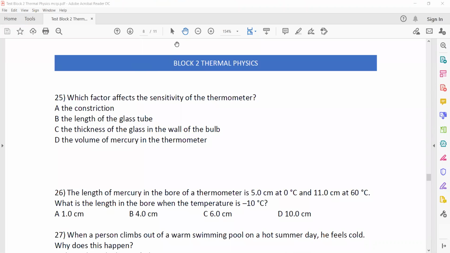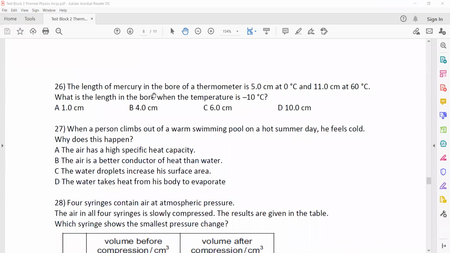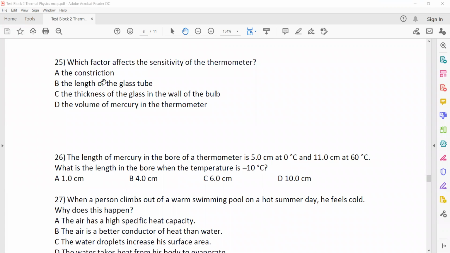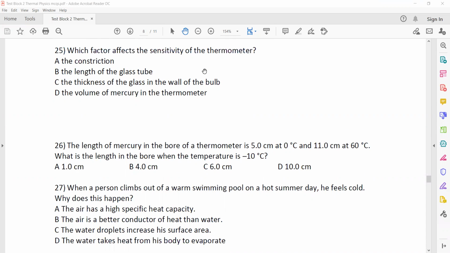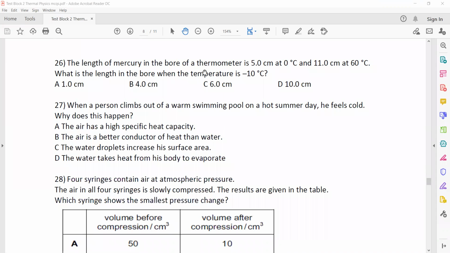Which factor affects the sensitivity of a thermometer? Again, the length of the glass tube, the thickness of the glass wall, and the volume. So the volume of mercury: if you use a larger volume, it will have a greater expansion. It increases the sensitivity of the thermometer. The other factor, the constriction, just records the temperature and does not allow the liquid to flow back into the bulb. The length of the glass tube affects the range. The thickness of the glass in the wall of the bulb affects the responsiveness.